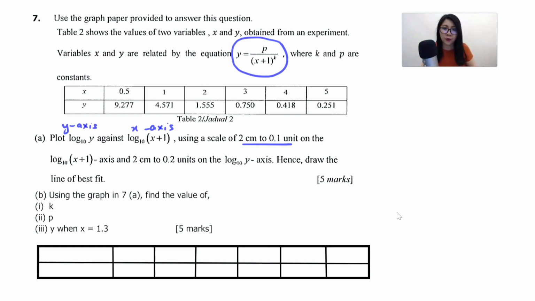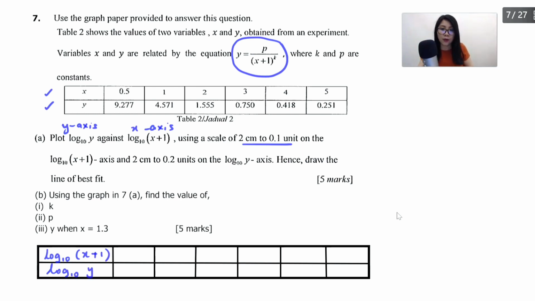Before we draw the graph, we look at this table. We have to find the values of log y and log x plus 1. So here I've already prepared a table. In the exam, you have to draw out this table and show it to the examiner. So when you plot the graph, it will be based on this new table. So now let's do this. Here will be log 10 (x plus 1), and here will be log 10 y.